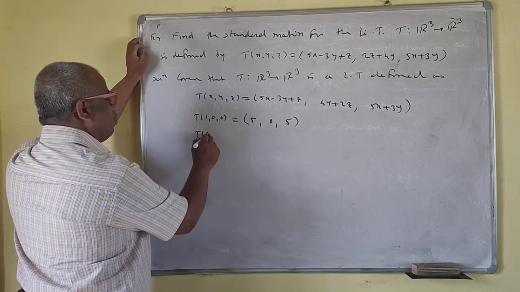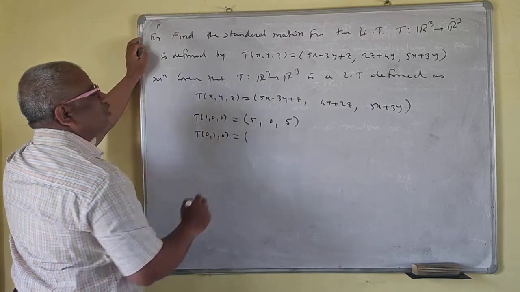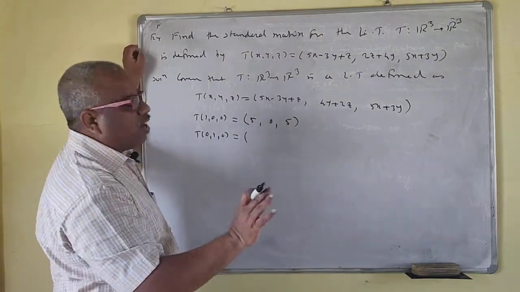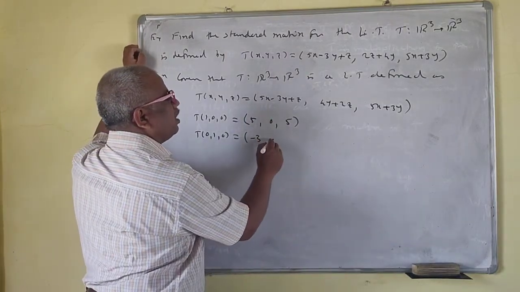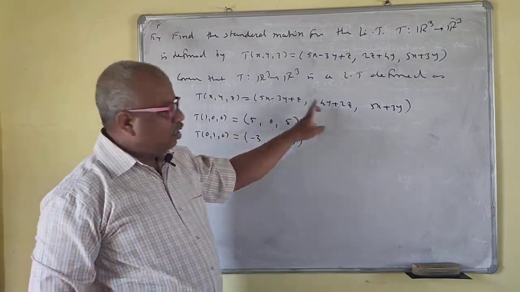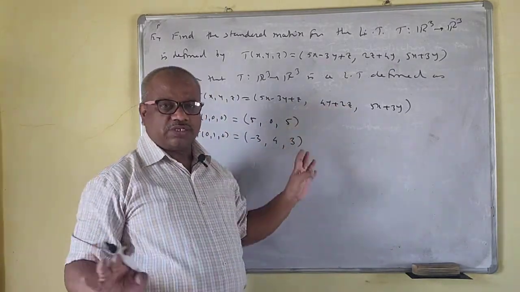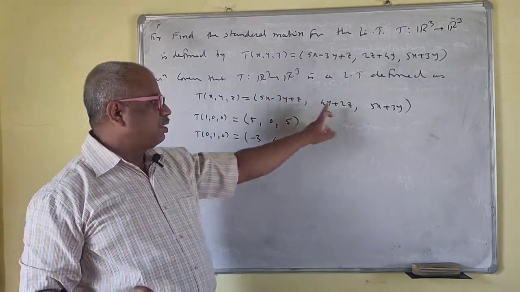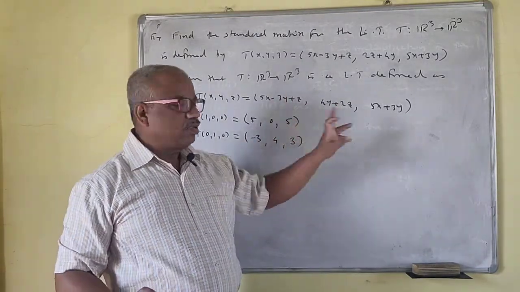Now T(0, 1, 0). That means we put y = 1 and all the others are 0; don't consider them. Only look at y. What is the coefficient of y in the first component? Minus 3. In the second component? 4. In the third component? 3. So this gives (−3, 4, 3).